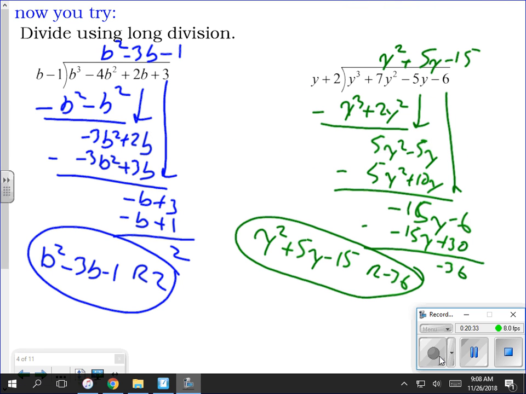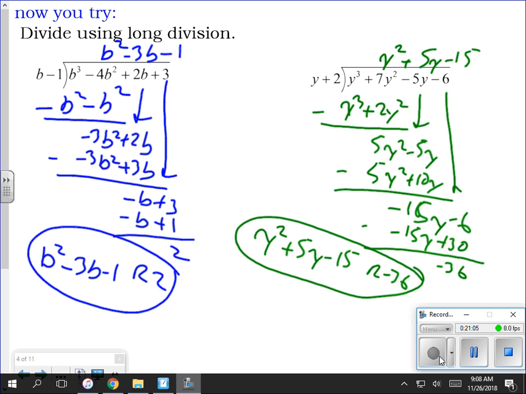Okay, so the first one, b goes into b cubed, b squared times, multiply by b squared, subtract, you get negative 3b squared. B goes into that, negative 3b times, negative 3b times b minus 1. Subtract, you get minus b, bring down the 3. Negative 1 times b minus 1 is negative b plus 1. Subtract, you get 2, so it's b squared minus 3b minus 1, remainder 2.